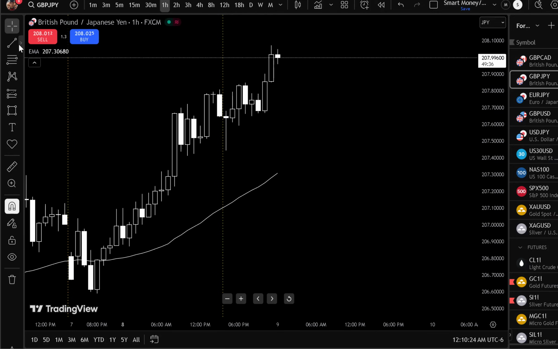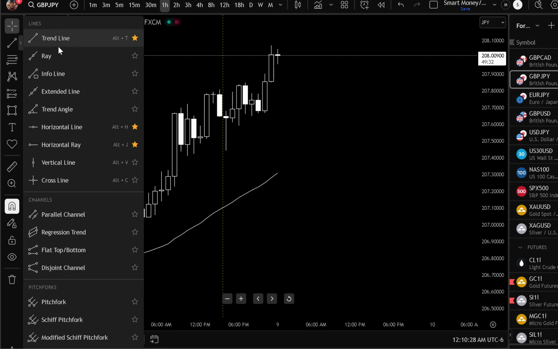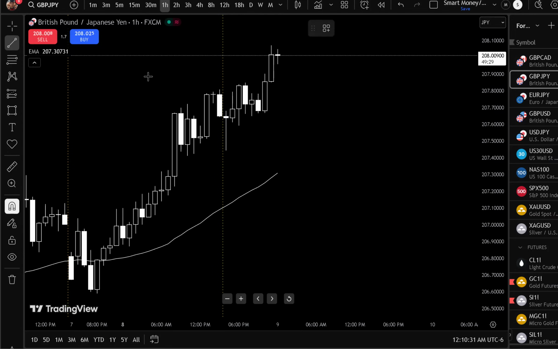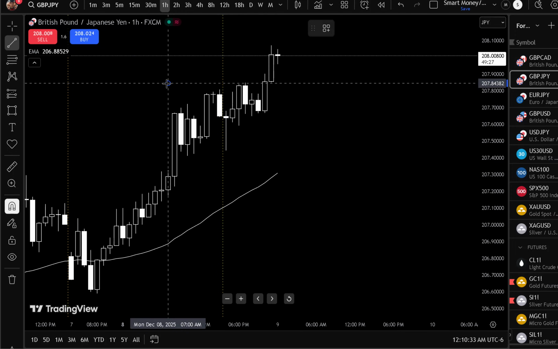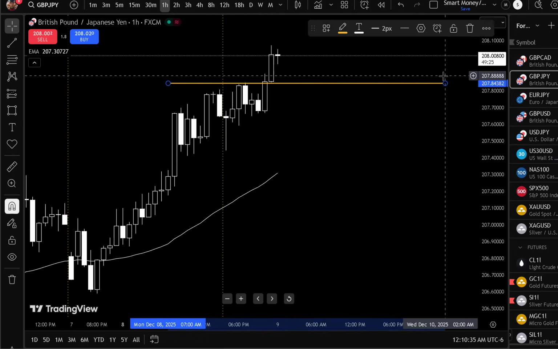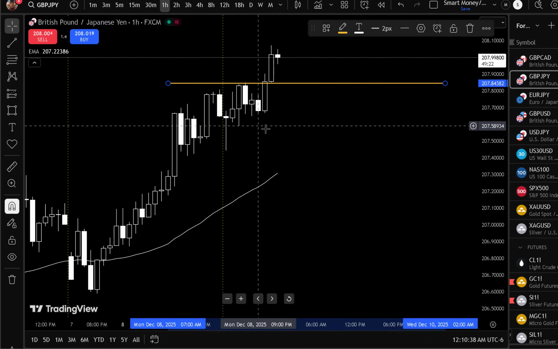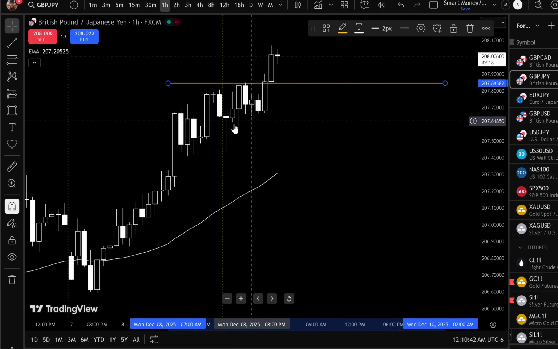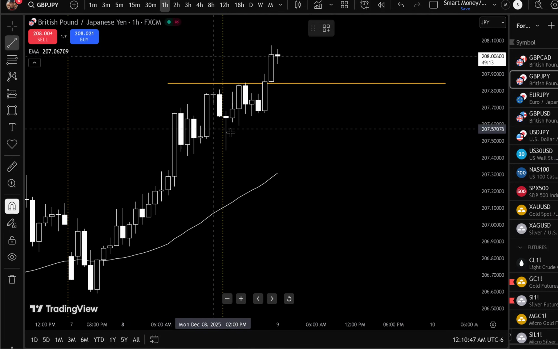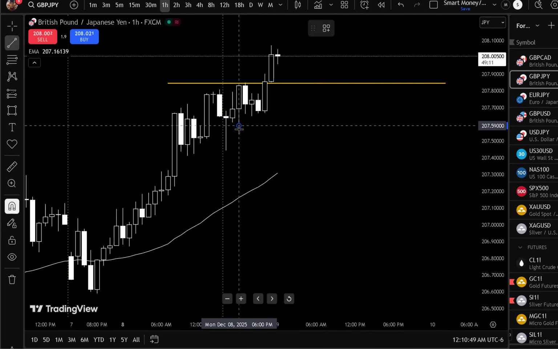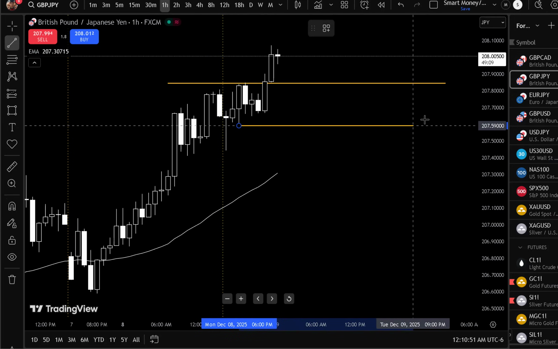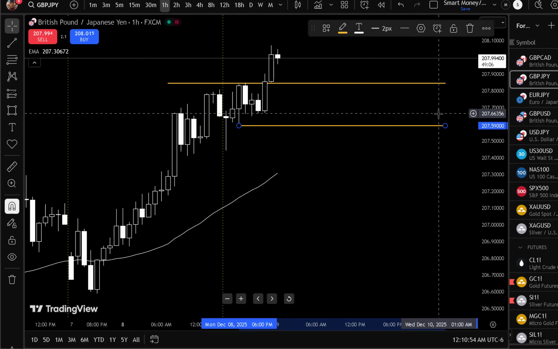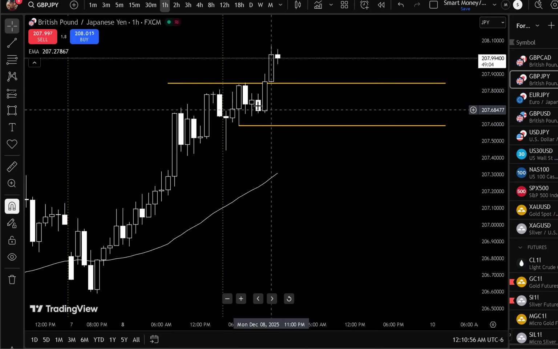So what you want to do is mark the high and the low of that consolidation. Let's mark here. That's the high, and for the low, you can either use this wick down here or these lows here. I'm going to use this wick here as the low, and the reason being is because I already know where I'm looking for an entry.